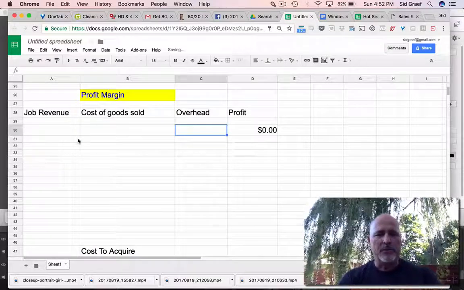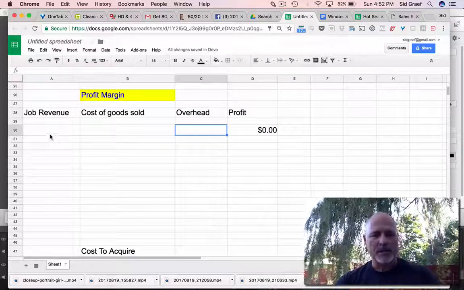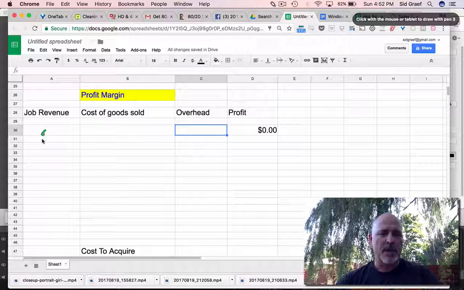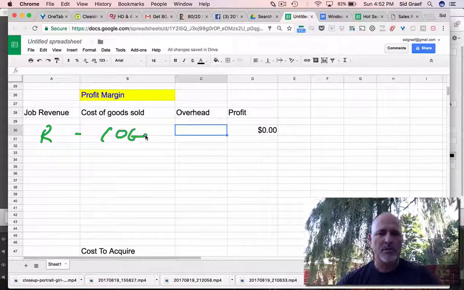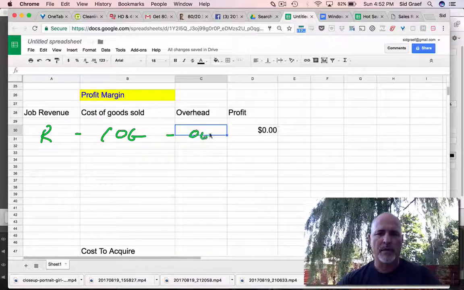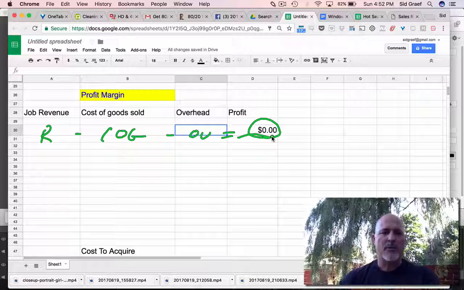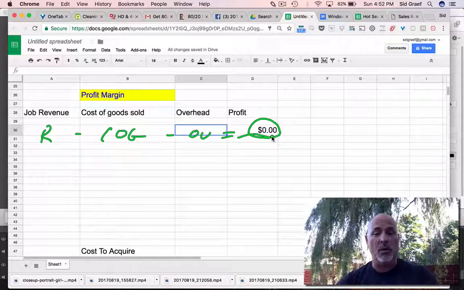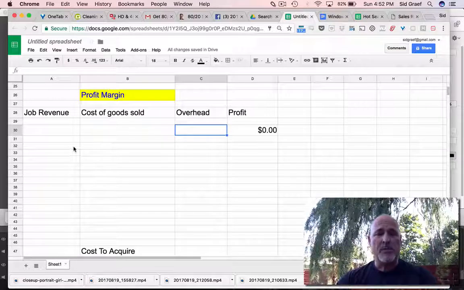All right, you have a simple little formula here to figure out what your profit margin is, and that formula goes like this. You take your job revenue, and you subtract your cost of goods sold, and you subtract your overhead, and that equals your profit. Okay? So revenue minus cost of goods minus your overhead. What does that mean? Okay, let's keep it really simple. Here's where a lot of people get goofed up.